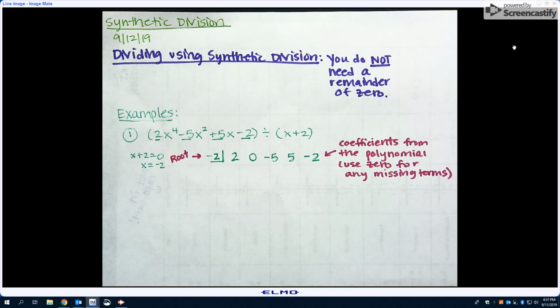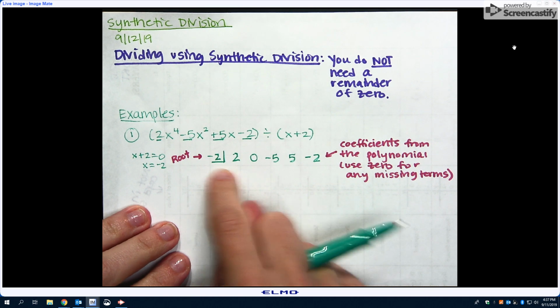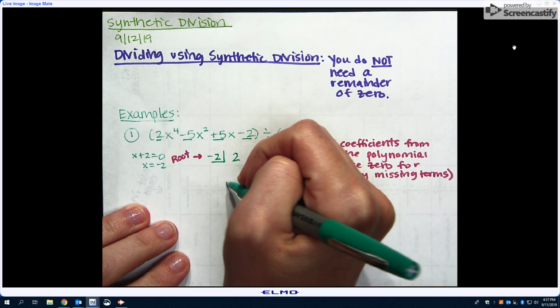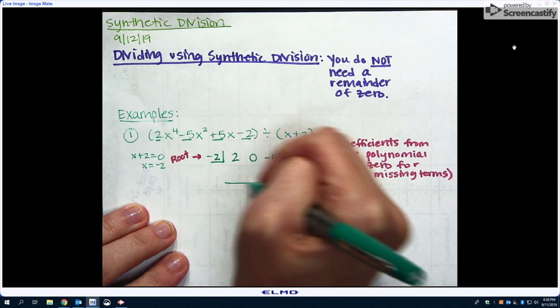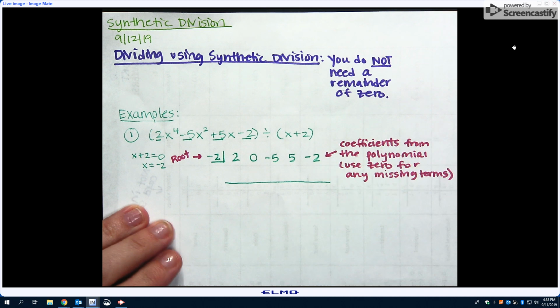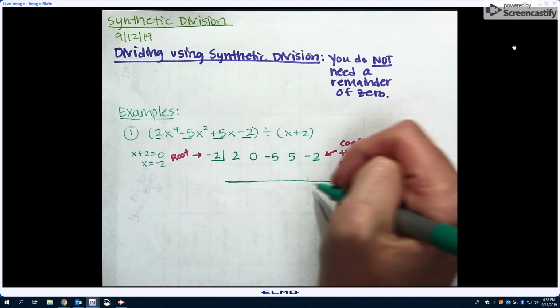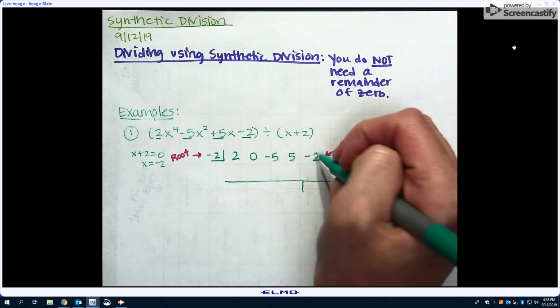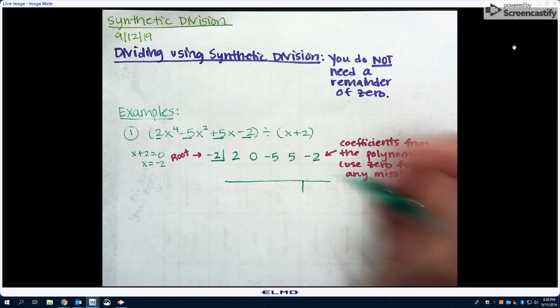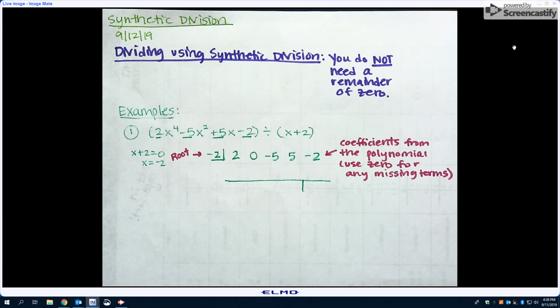To start the process, you're going to leave a blank row, and I'm going to put a line underneath that. So notice how I left space for another line of numbers because we will be filling that out. I'm also going to put a line underneath my last coefficient. You don't have to do that, you just need to know that last number is going to represent something.